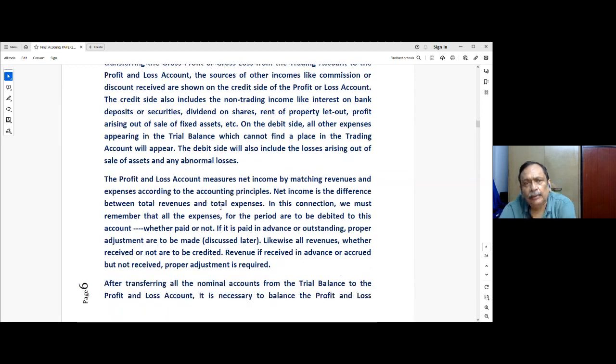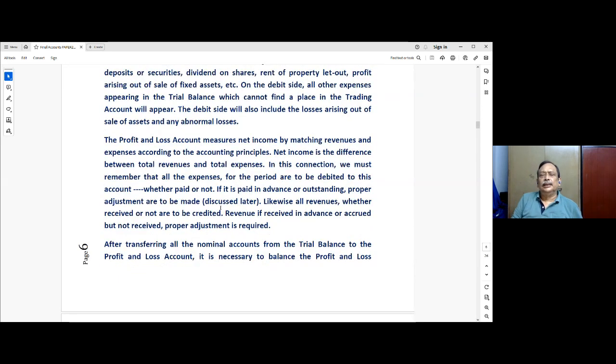Now, the profit and loss account measures net income by matching revenues and expenses according to the accounting principles. Please keep the stress on this sentence. The profit and loss account measures net income by matching revenues and expenses according to the accounting principles. Net income is the difference between total revenues and total expenses.